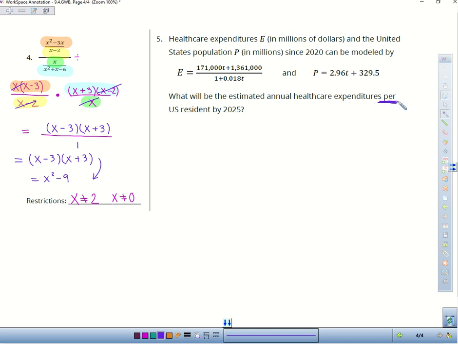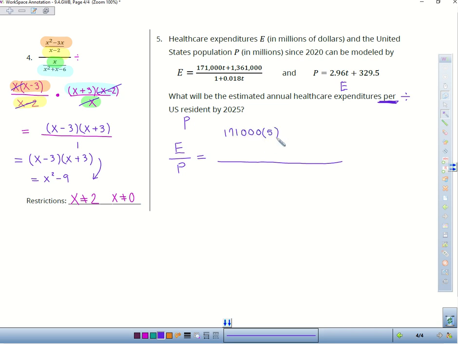Every single U.S. resident is included. Divided by? Division, right? Because if you think miles per hour, that's miles divided by hours. So this is expenditures divided by population. So E divided by P for population. So we're going to try to find E over P. But the good thing in this case is you already know what T is, right? Time? Because how much time has passed in this case? 5 years. Good.